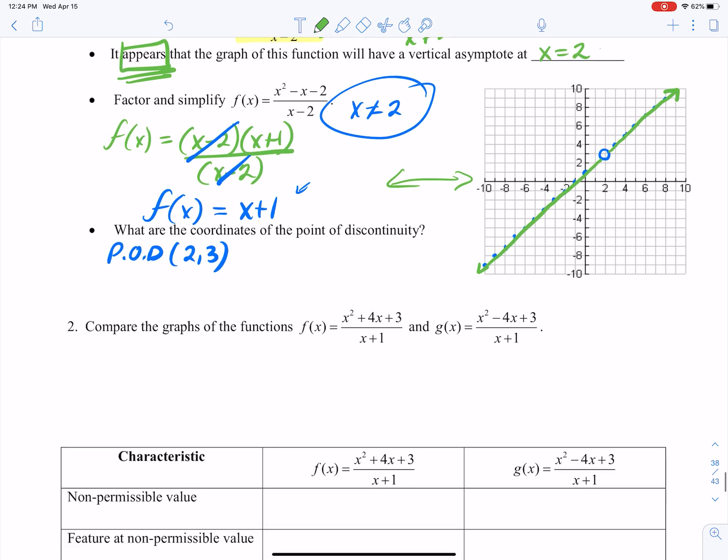But I want to talk about how we get that point of discontinuity. If I take a look at this simplified function in equation form, if I sub in the non-permissible value of 2, I find that I get y is equal to 3. So there's your algebraic way of finding the point of discontinuity. And if we look, here's the point of discontinuity, and that's consistent with what we see on the graph.